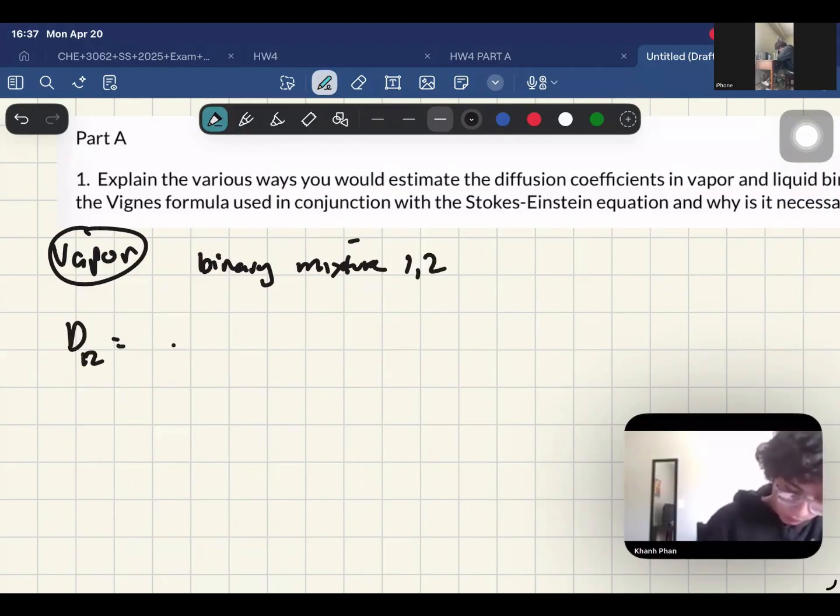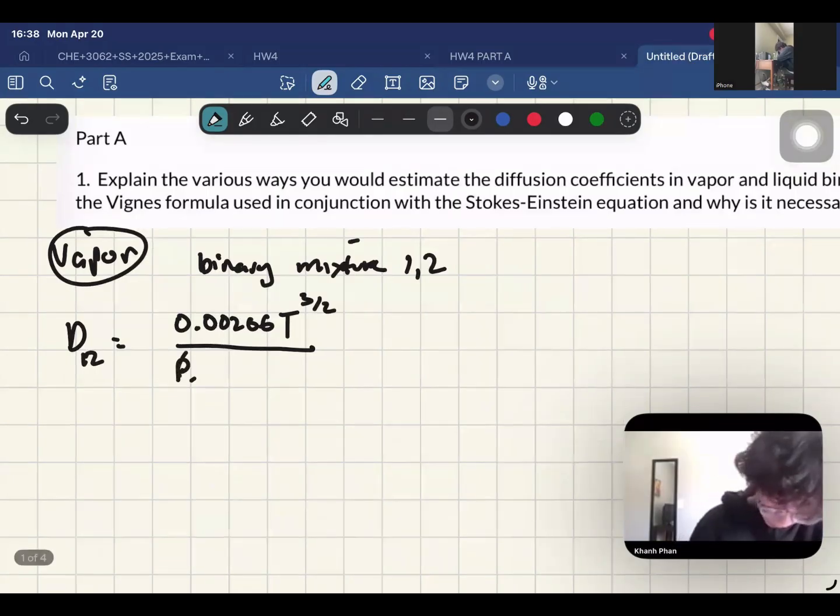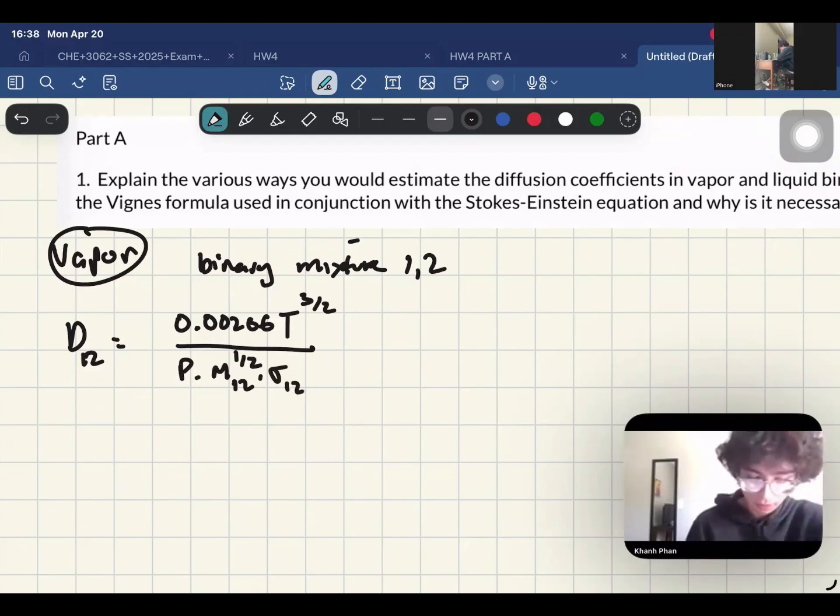We're gonna use this equation with 0.00266 times temperature raised to the power 3.5. And then in the denominator, we have pressure times the reduced, or blended, molecular weight of species one and two to the power half, times the Lennard-Jones collision parameter for species one and two raised to one half, times the collision integral of one and two.